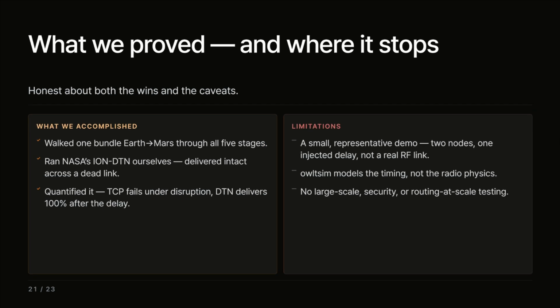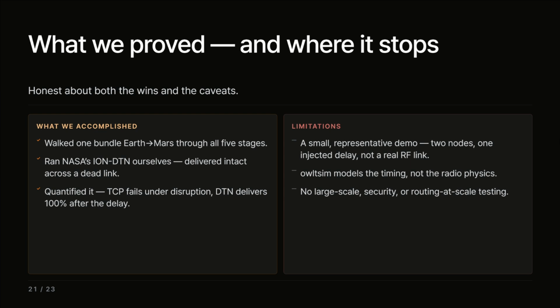Before concluding, we're going to talk about what our demonstration validated and what it did not. What we successfully demonstrated is that a bundle can move through all 5 DTN stages. We showed store-carry-forward behavior using NASA's ION-DTN, from a GitHub source. We verified successful delivery despite communication disruption. It can work in the disruption. And we illustrated the difference between TCP and DTN under these conditions.